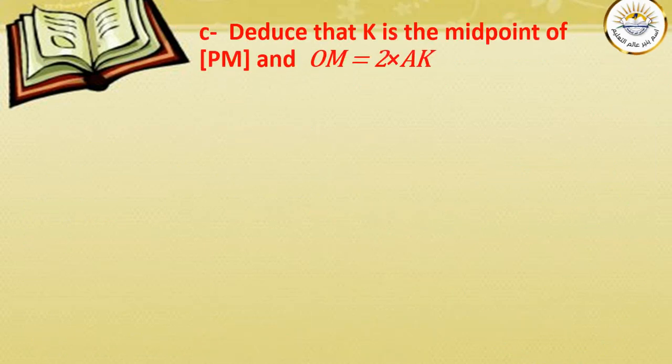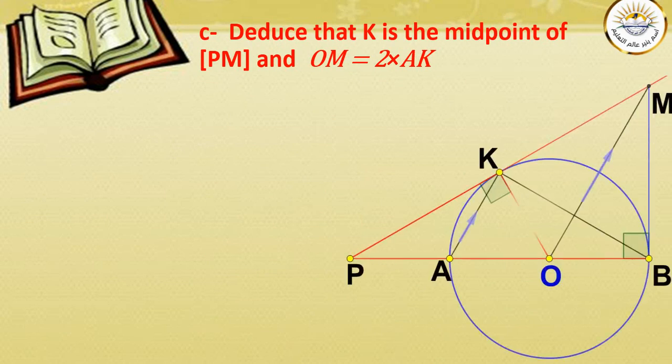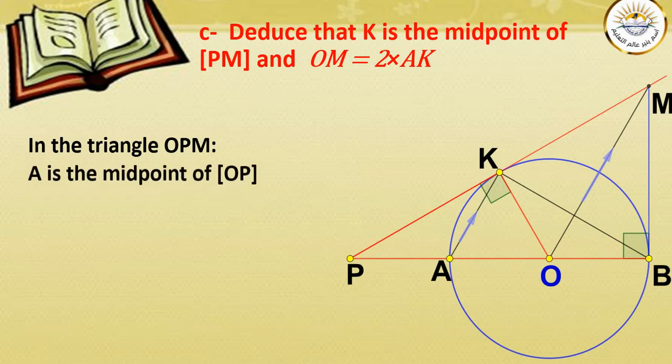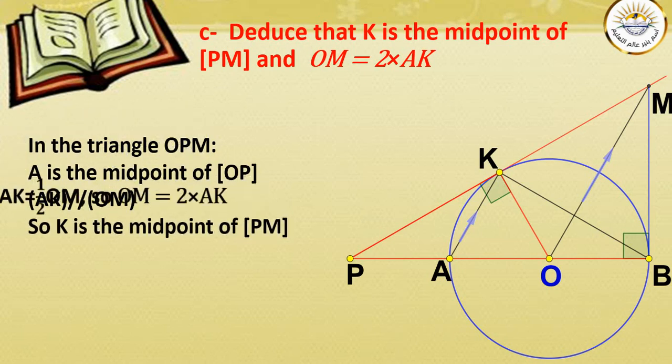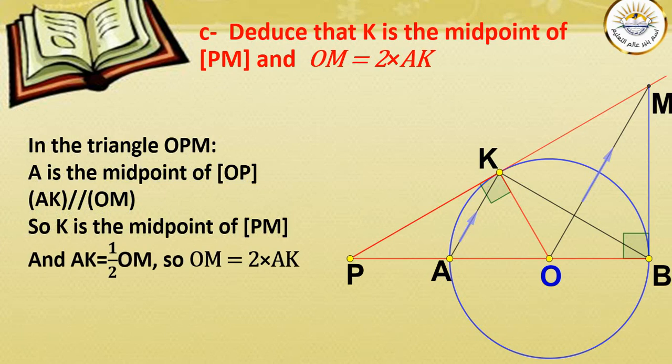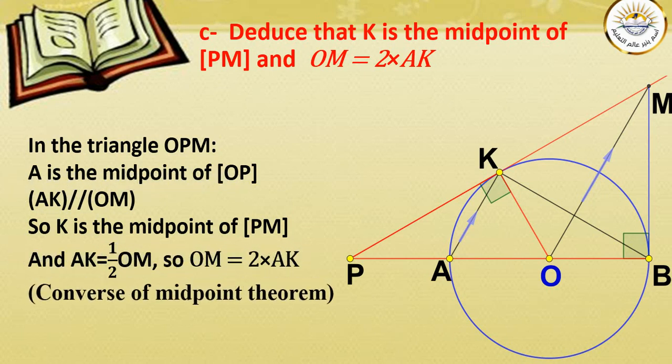Deduce that K is the midpoint of PM and OM is equal to 2 times AK. In the triangle OPM, we have A is the midpoint of OP, and AK is parallel to OM, so K is the midpoint of PM, and that means AK is equal to half of OM, that means OM is equal to 2 times AK. This is the converse of the midpoint theorem.